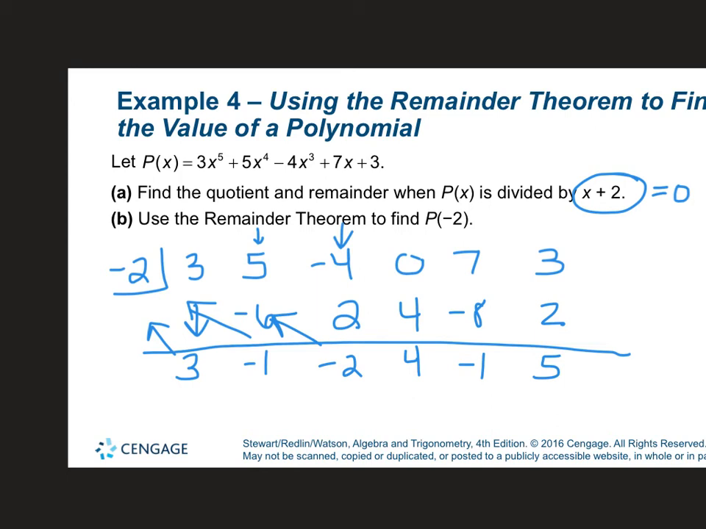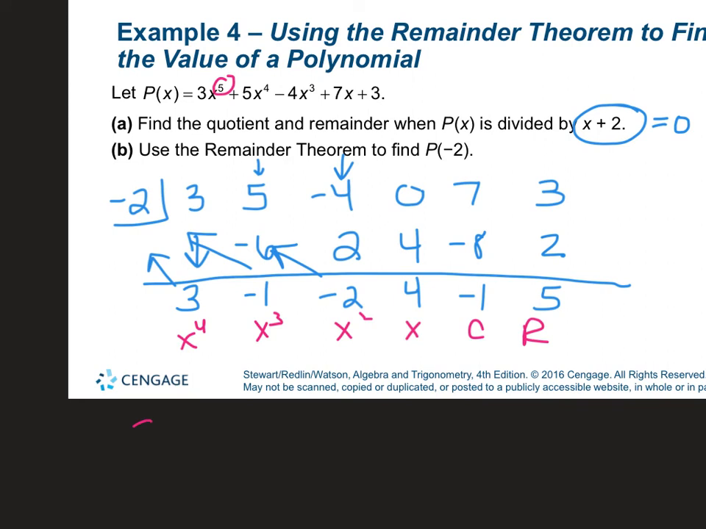So if you were going to write the quotient and the remainder, those are the coefficients of all of your variables. So if I started out with x to the 5th, then my answer is going to start out as x to the 4th, right? So when I would write this out, you would write 3x to the 4th minus x cubed minus 2x squared plus 4x minus 1. And your remainder would be plus 5 over x plus 2.